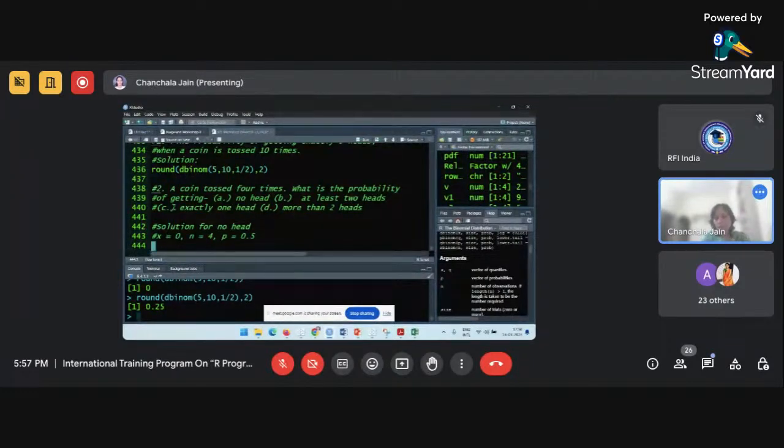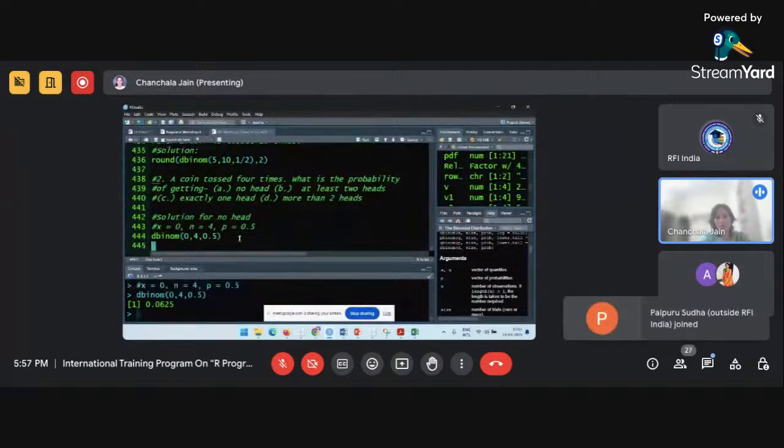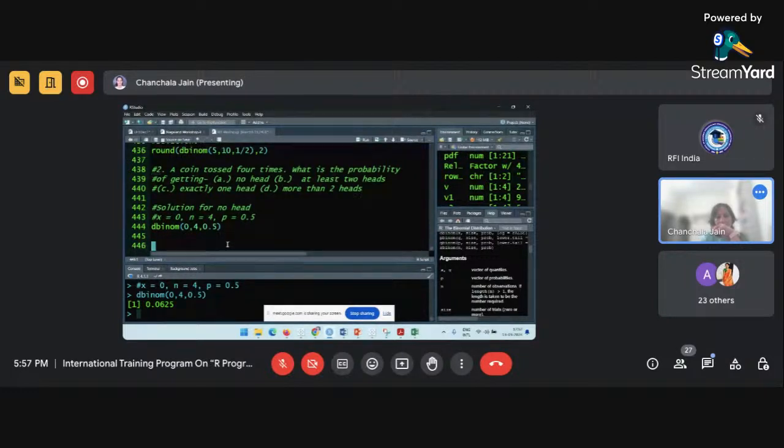Now, as you can see, first we want to find no head. No head means it's an exact outcome, right? So we will use d binom. Inside this, I am writing 0, 4, 0.5. Pressing Control Enter, the answer is coming here as 0.0625, right? Fine. Yes, ma'am.